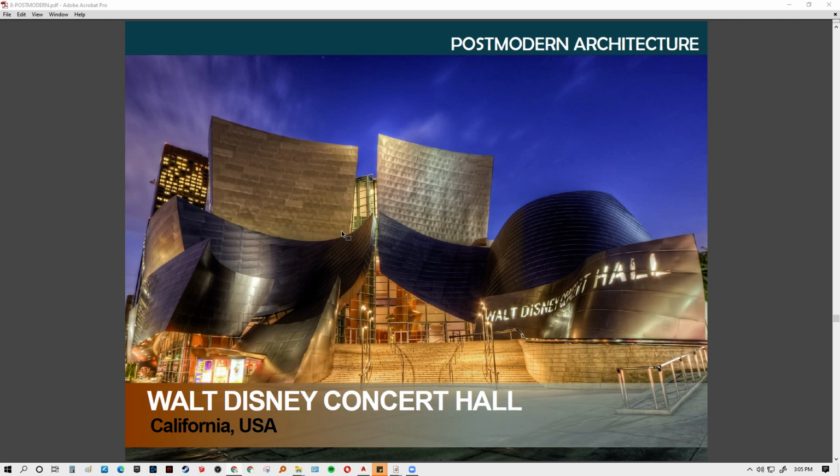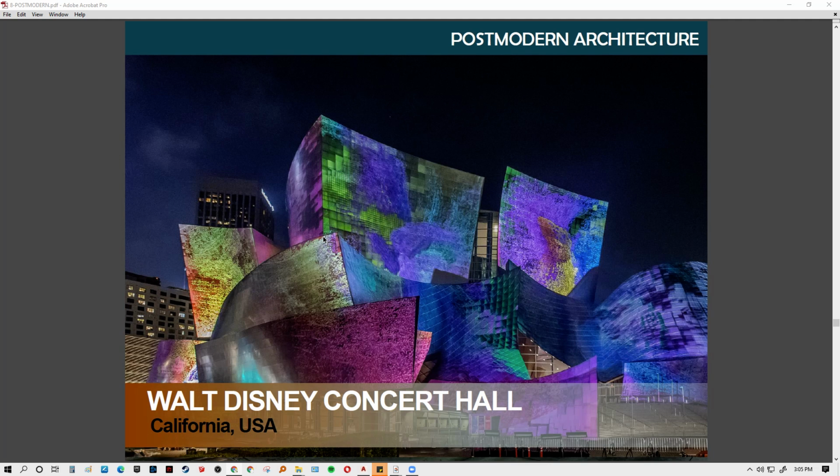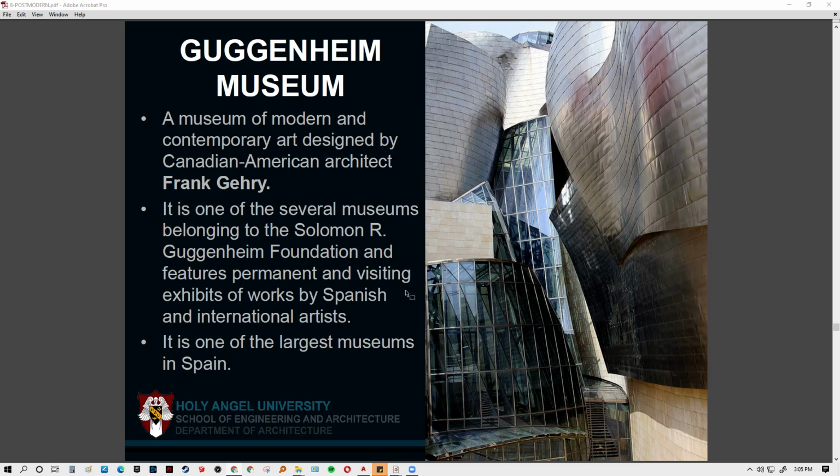With each of the surfaces, during the night, he has lighting with different colors in order to project some sceneries. So here it is. Another is the Guggenheim Museum in Spain. Like the one that Frank Lloyd Wright designed, this is the other location. It is owned by the Solomon R. Guggenheim Foundation, and exhibits works by Spanish and international artists. So this is one of the largest museums in Spain.